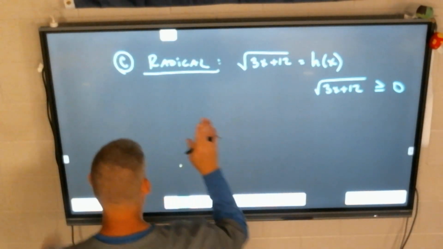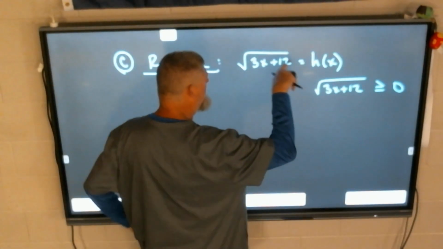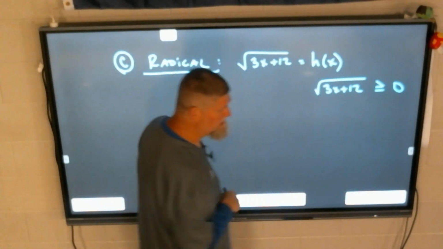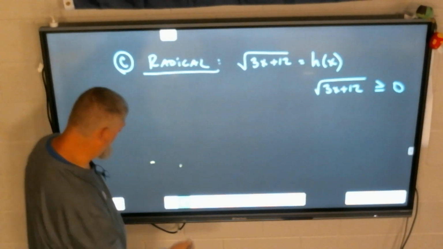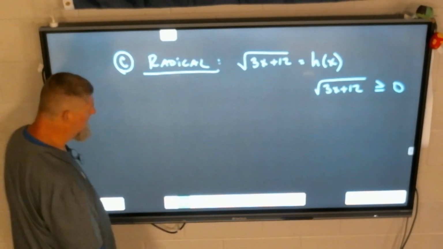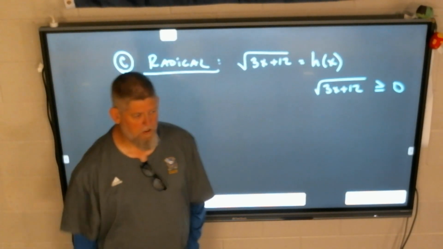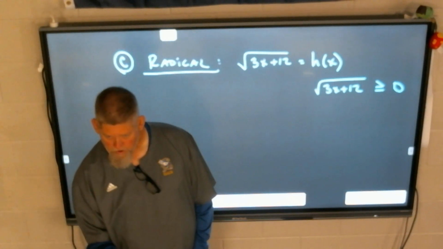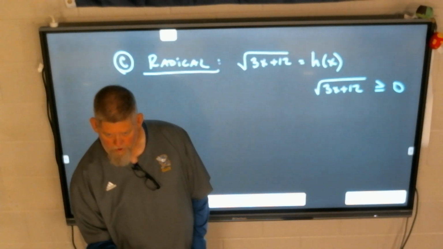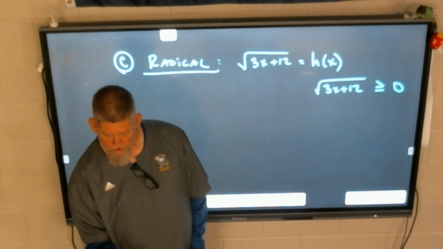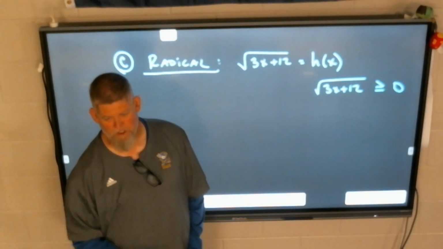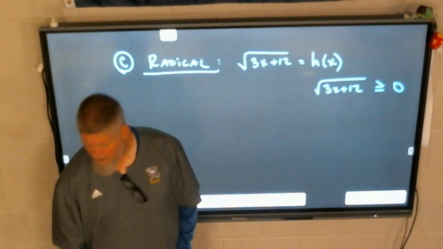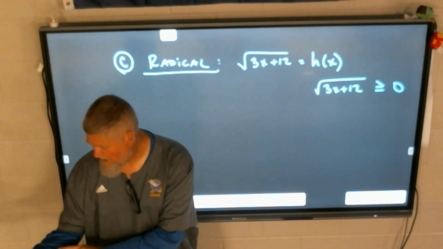So then, with radicals, I take whatever is underneath the radical and I say that value has to be greater than or equal to 0. Now I just solve that particular inequality. How do I get rid of the radical? What's the opposite of square root? Well, it's already being square rooted, so the opposite would be squared.